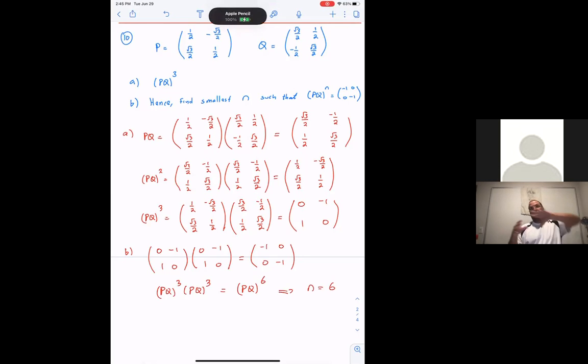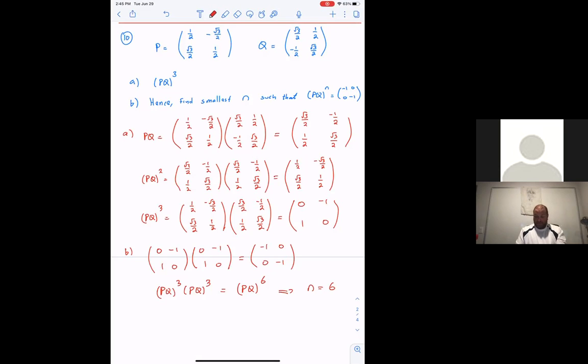Well, for 2 reasons. One, if you recognize that this is a rotation problem, the negative 1, 0, 0, negative 1, we know is a reflection over the y-axis, which is rotating by 180 degrees. So if each PQ is 30 degrees, then 6 PQs gives you 180 degrees, you get n equals 6. It does say hence, though.